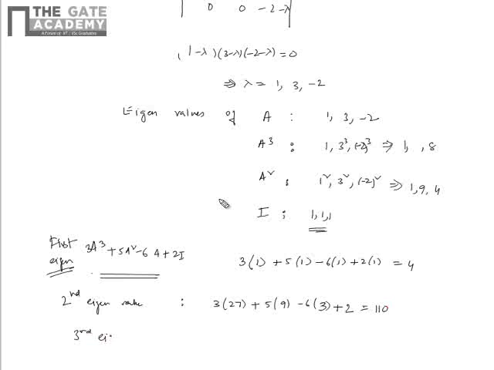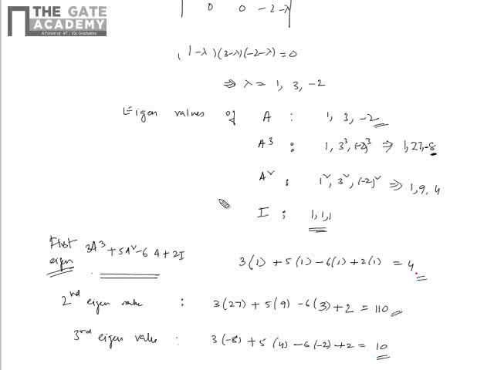Now the third eigenvalue will be 3 times minus 8. It's minus 2 whole cube, so this will be minus 8. Actually we have not written minus here. Okay, minus 8, plus 5 into 4, minus 6 into minus 2, and then plus 2. So this value, if we evaluate, comes out to be 10.